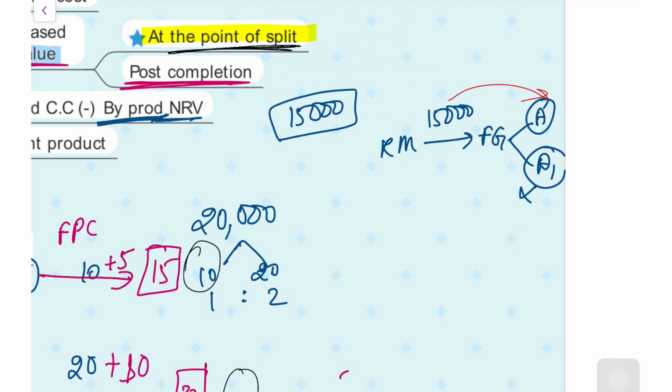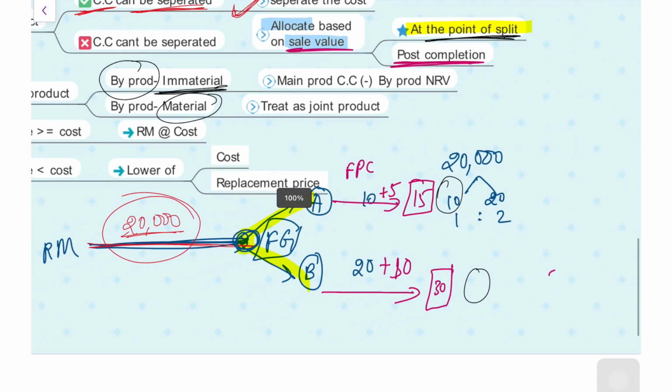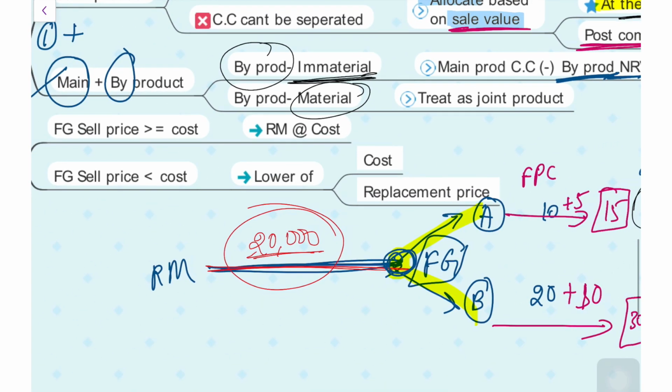Before you charge the entire conversion cost to the main product itself, you can reduce the scrap value or the byproduct value, the byproduct selling price. Suppose you could have sold the byproduct at 2,000 rupees. So do 15,000 minus 2,000, and the remaining 13,000, that cost you can completely charge as conversion cost of the main product itself, that is to A itself. I hope you understood.